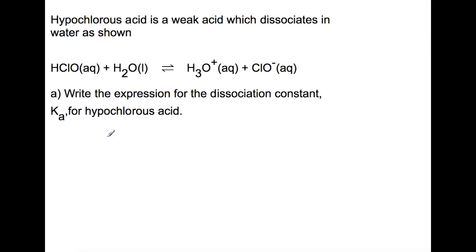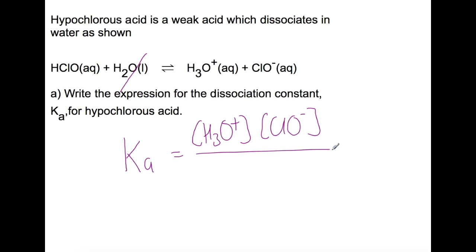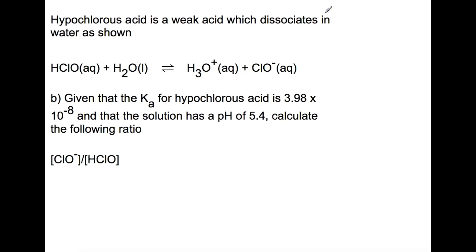So in the first part of this question, we are being asked to write an expression for the dissociation constant, or the equilibrium constant, for hypochlorous acid, which is this one here. So we do this in exactly the same way. We take out any liquids. So we have H3O+, ClO-, all divided by HClO. So it's exactly the same procedure as it is for any reversible reaction. I'm going to write that expression here at the side so that we can use it later.